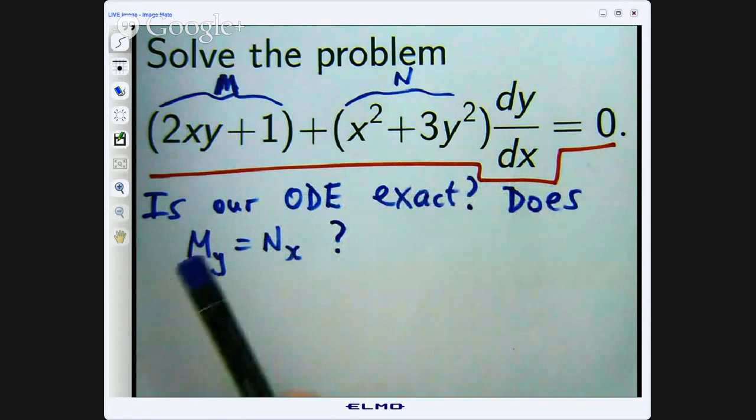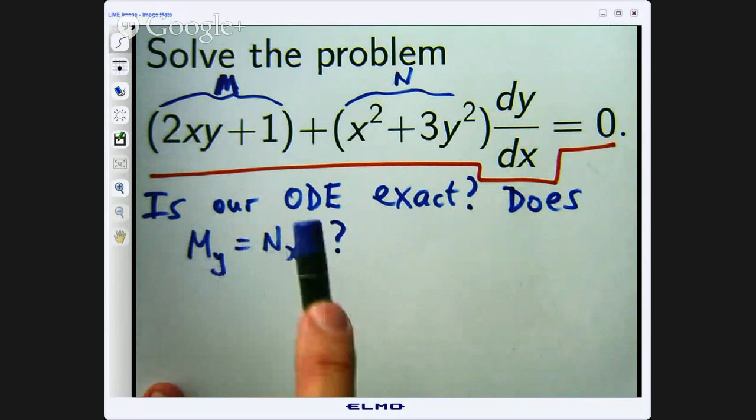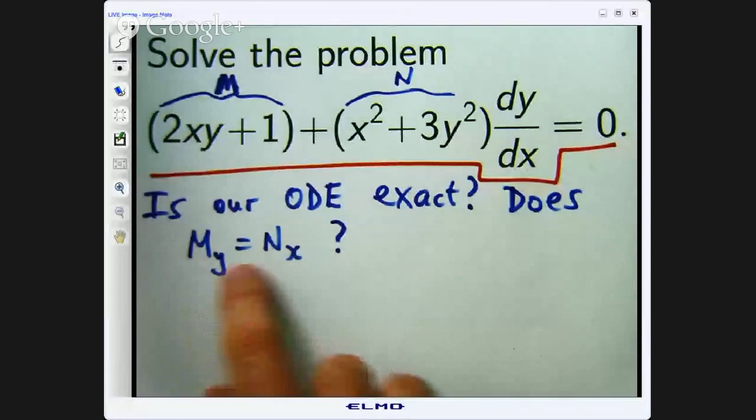equation holding? Now, the subscripts mean partial derivatives. So M sub y equals dM/dy with curly d's. N sub x equals dN/dx with curly d's. This kind of condition is known as a condition of exactness. Okay, so this is our exactness condition.